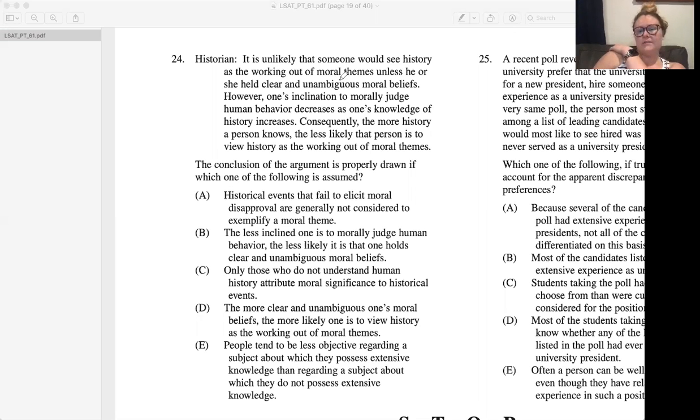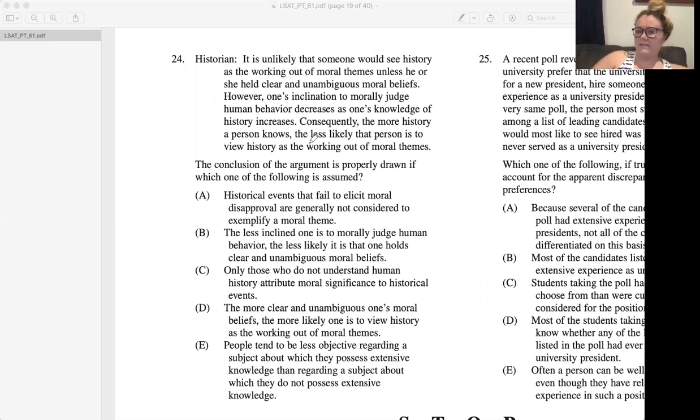And then we continue on and say, however, one's inclination to morally judge human behavior decreases as one's knowledge of history increases. So the more I learn about history, the less likely I am to judge. That makes sense. Consequently, the more history a person knows, the less likely that person is to view history as the working out of moral themes. So that conclusion is saying that the more history a person knows, the less likely they are to view history as the working out of moral themes.